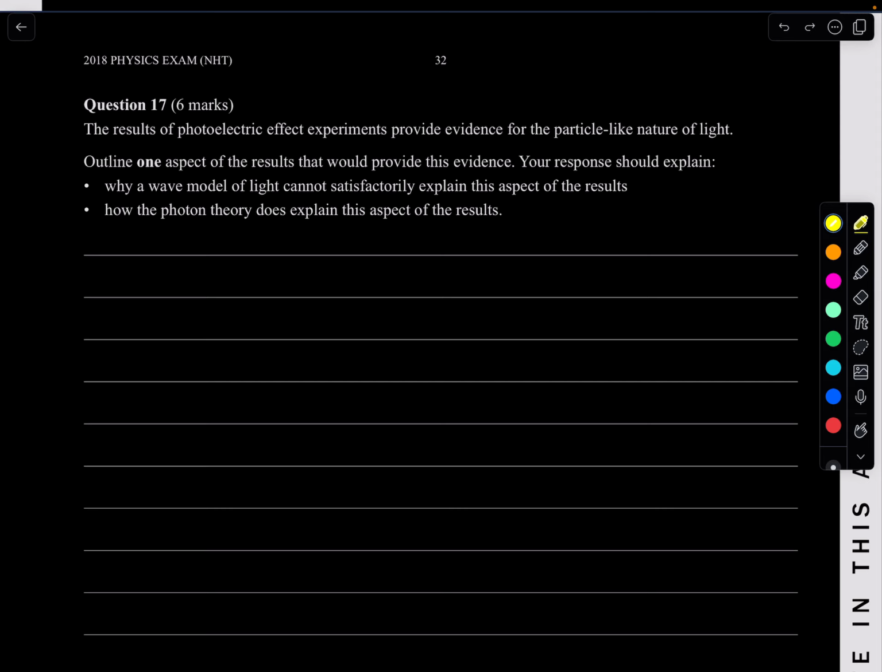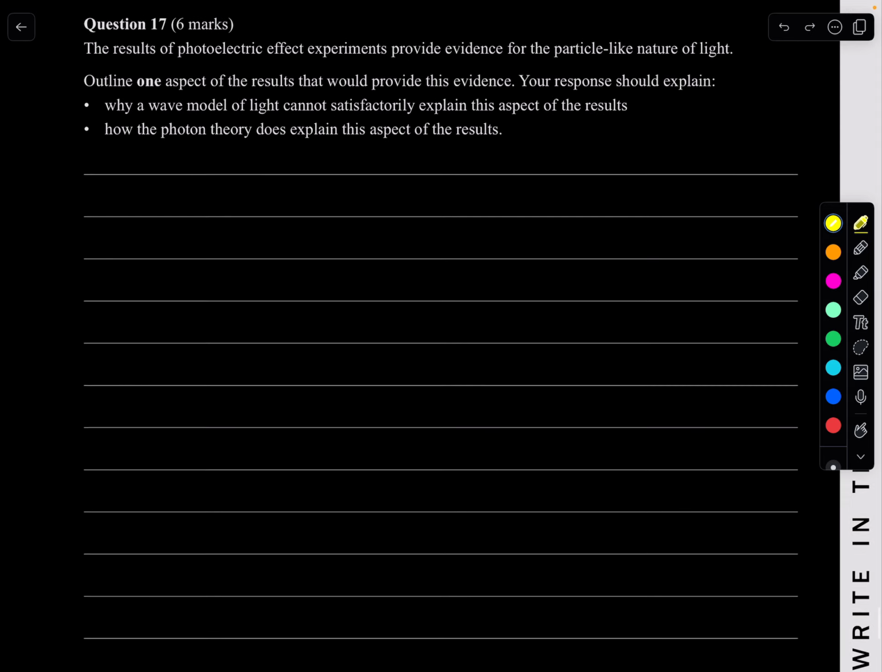But it only says to outline one aspect, so I'm only going to talk about one aspect, and one of my favorites is time delay. I want to explain why the wave model predicts it wrong, and how the photon model will explain it. So let's explain. The wave model predicts that there should be a time delay, and we're going to explain how.